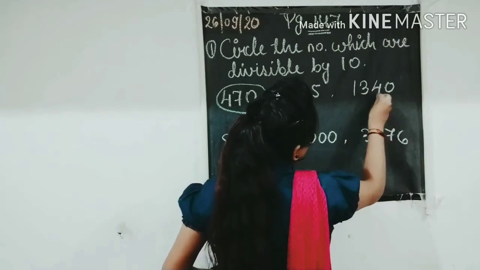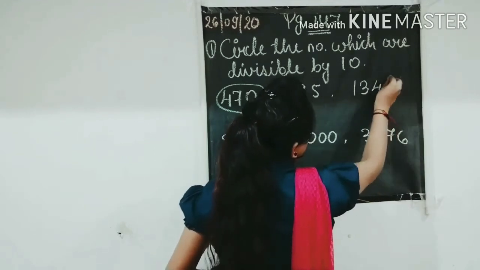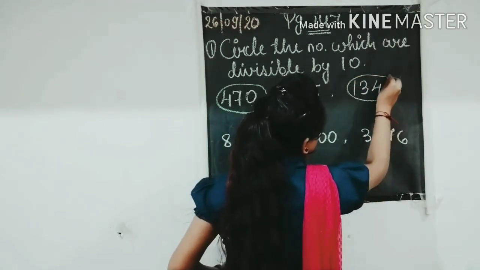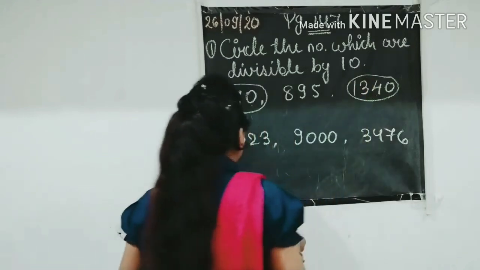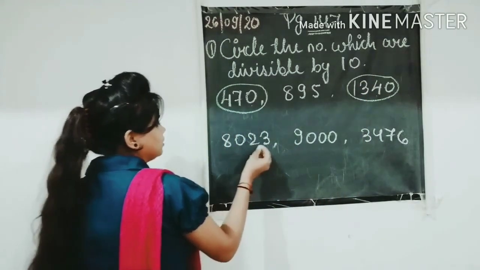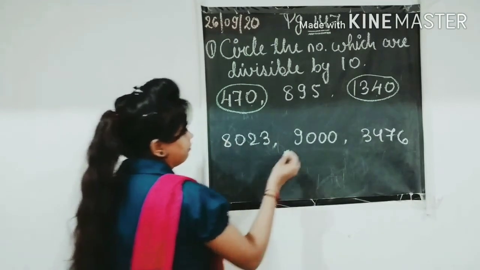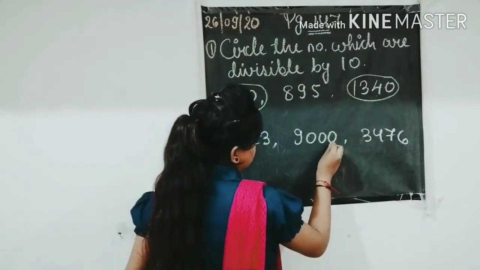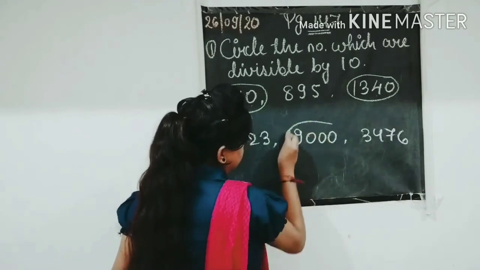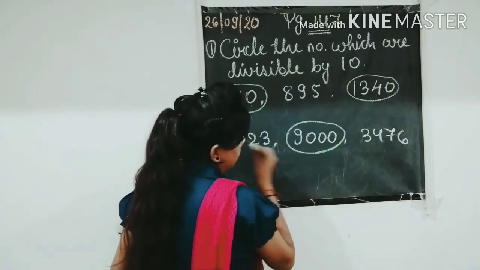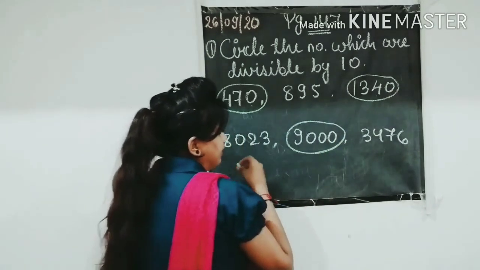Next is 1340. In one's place 0 is there. So circle the number because it is divisible by 10. Next number is 8023. In one's place 3 is there. That means it is not divisible by 10. Next is 9000. One's place 0 is there. So circle the number. It is divisible by 10.